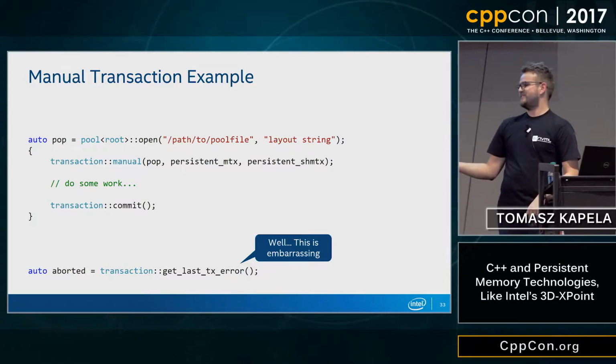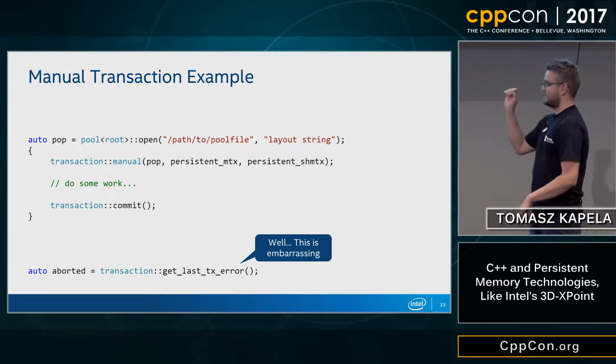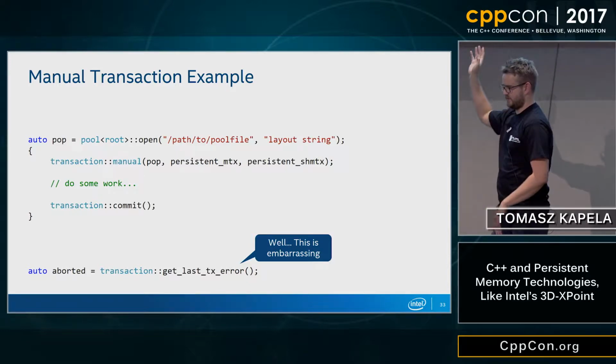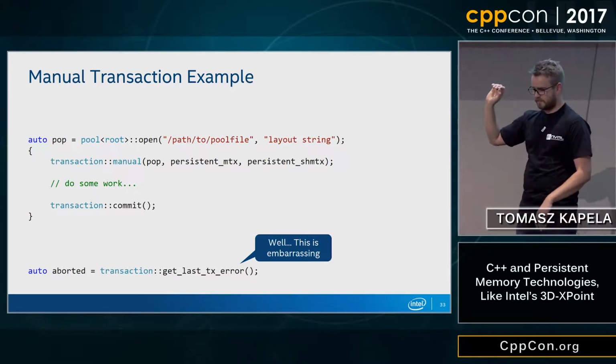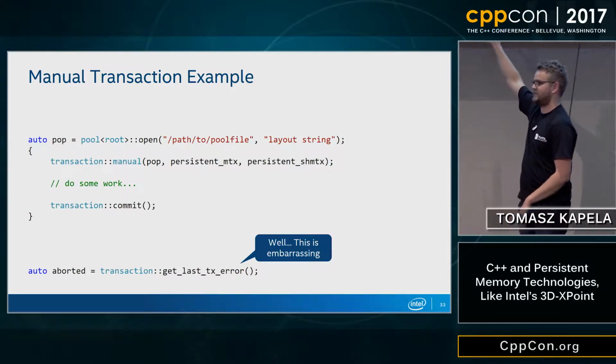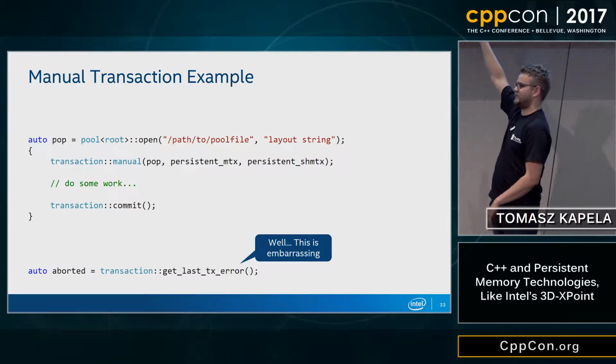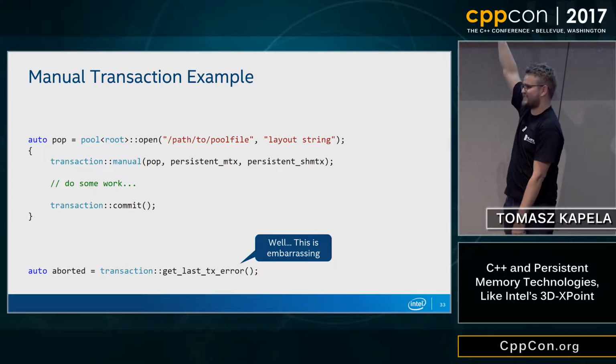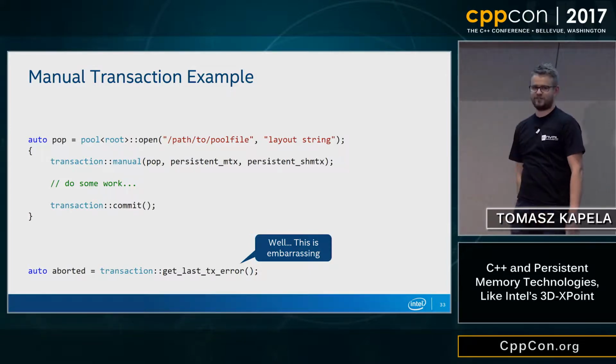There's another reason I don't like this, is because we cannot throw from the destructor of the scope transaction class. So the moment we leave scope, the transaction is like Schrödinger's cat. You have no idea. You don't know, did it commit? Did it abort? Unless you call this function and check, you have absolutely no idea.